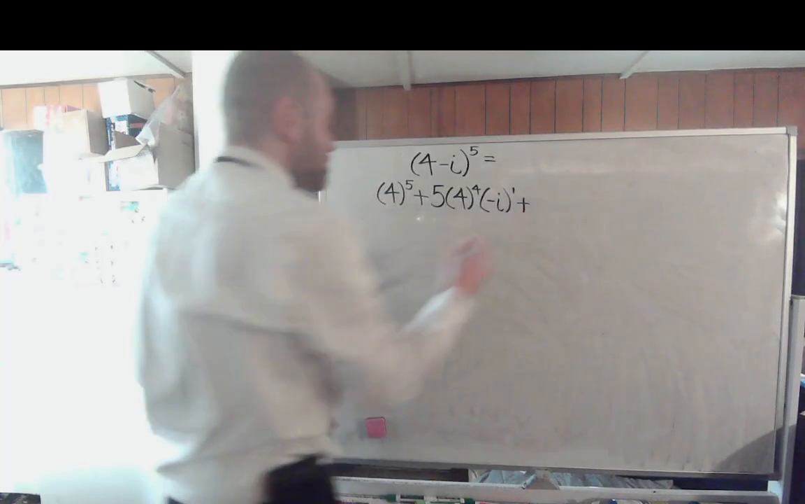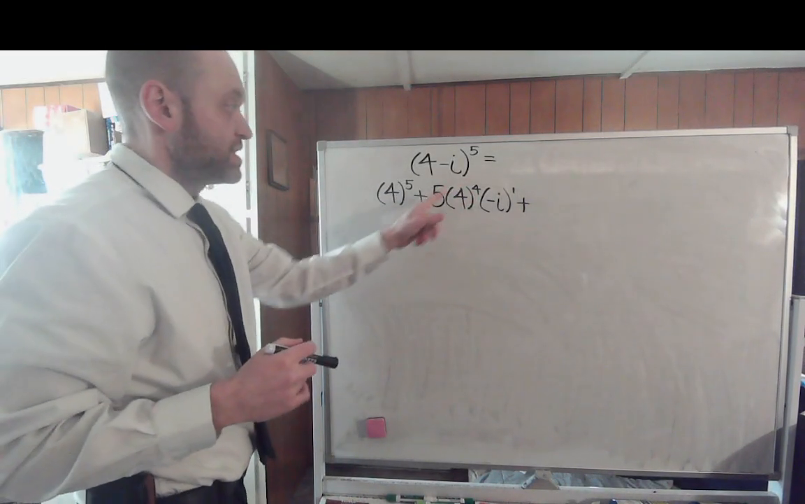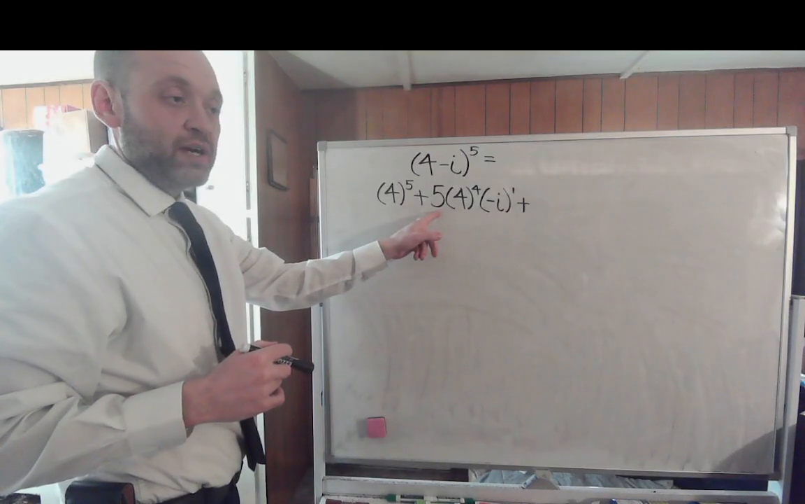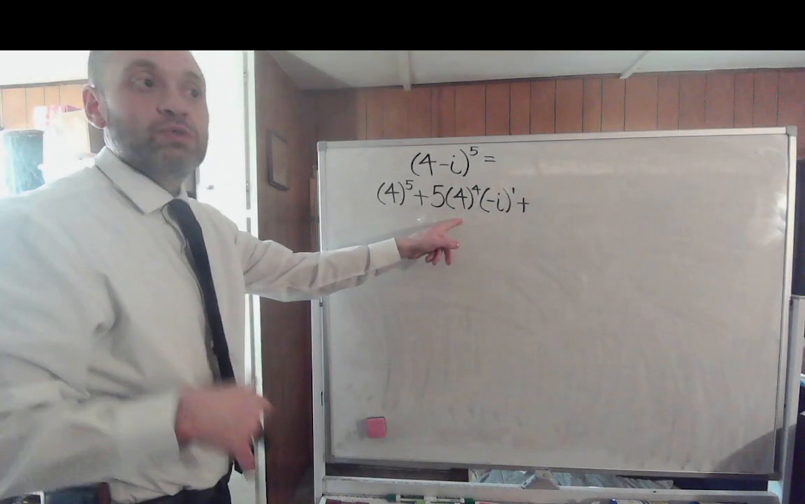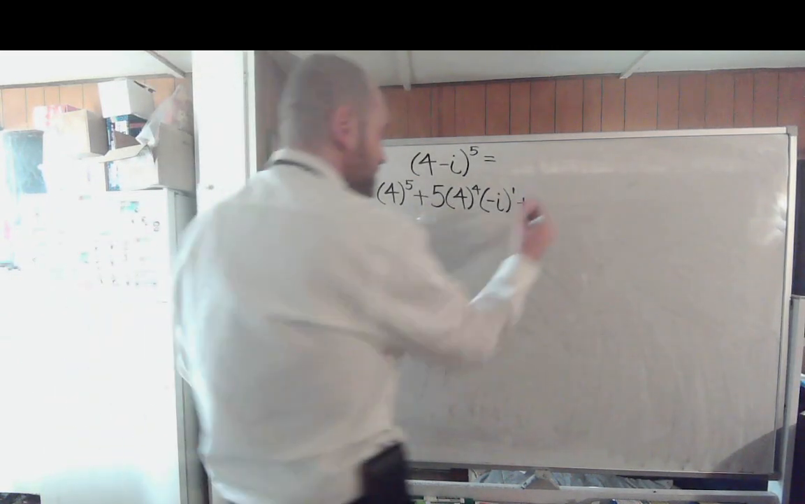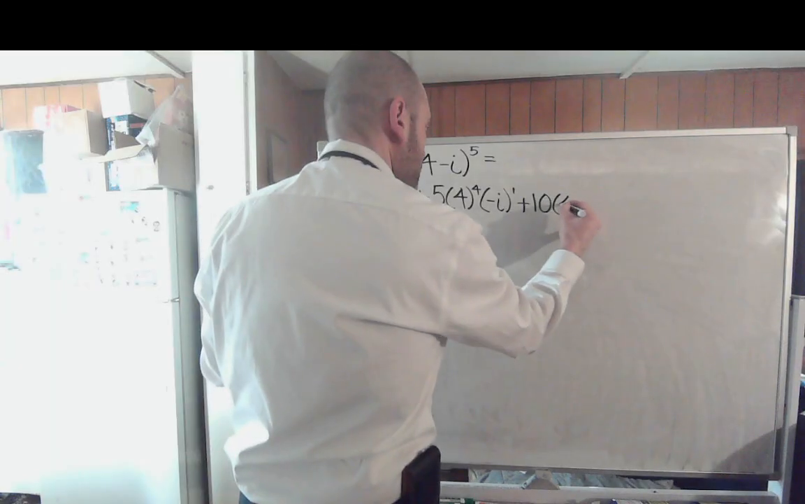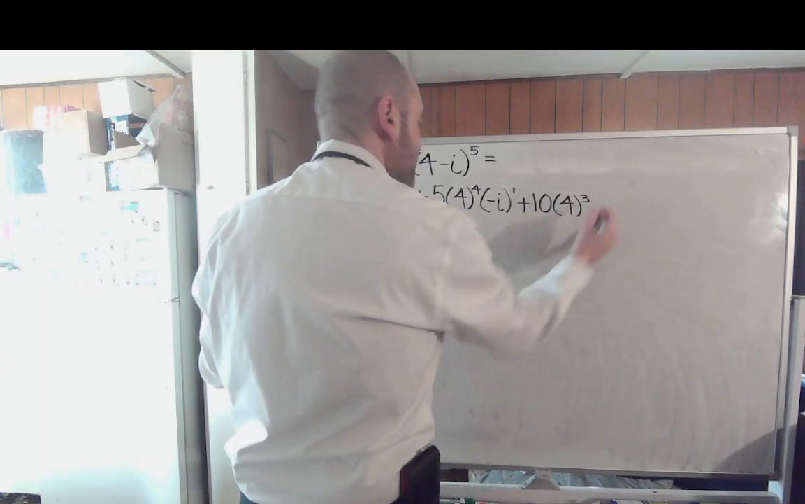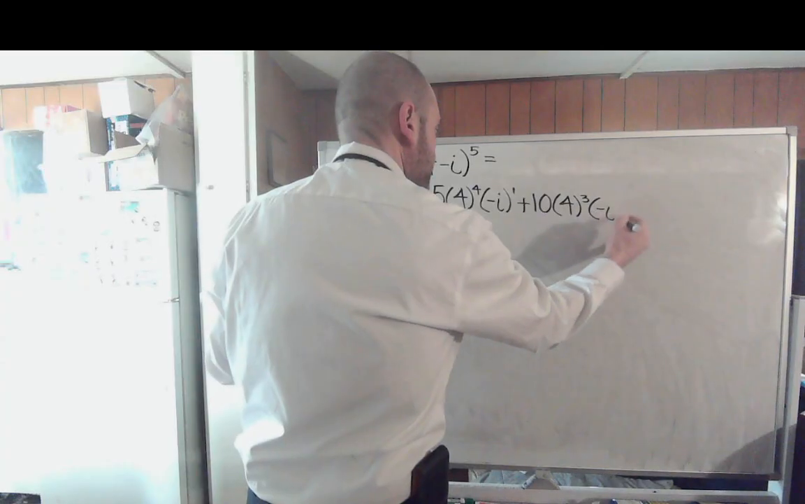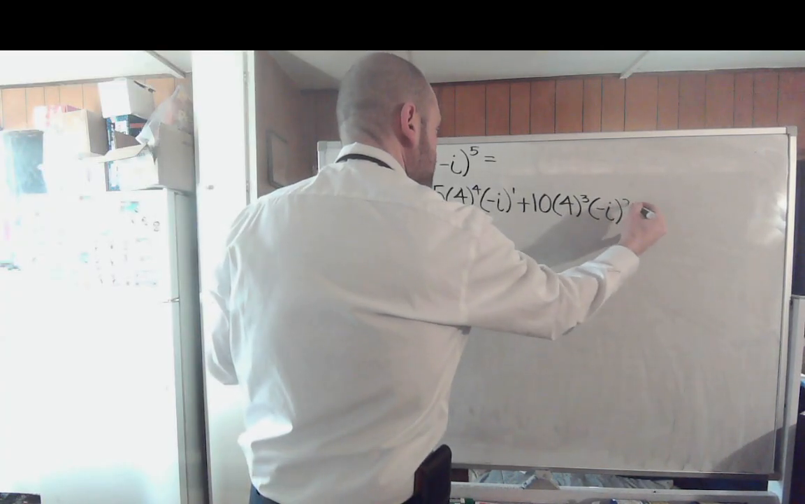plus we're going to take that 4 times that 5, which is 20, divide by the current term you're on, which is 2. So 20 divided by 2 is 10. So that'll be 10 times your 4 raised to the 3rd times your negative i raised to the 2nd.